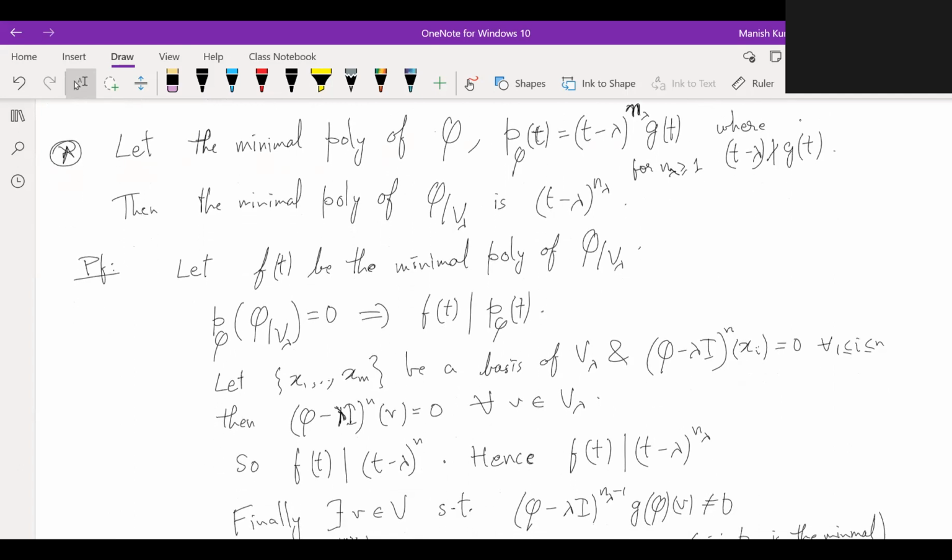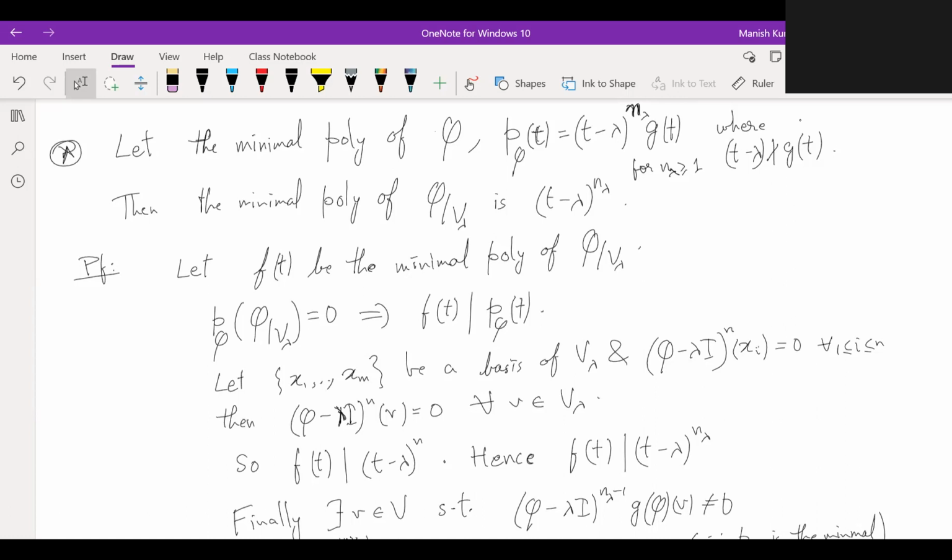Also, you start with a basis of V lambda, x1 to xm. Since the xi's are generalized lambda eigenvectors, there exists ni such that (phi minus lambda I) to the power ni applied to xi is 0. Then you take n to be the maximum of these ni's. So you can choose a uniform n, and (phi minus lambda I) to the power n applied to xi will be 0 for all i.